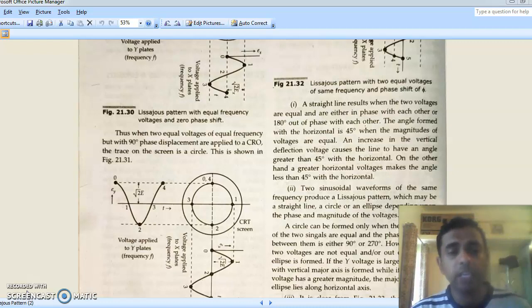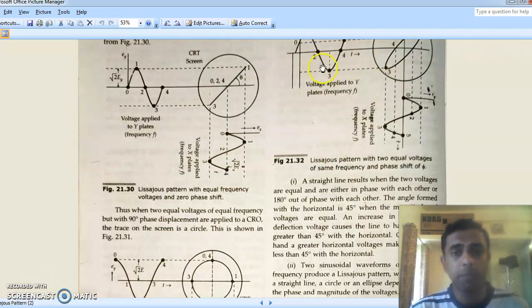If that is the case, we get same phase in the sense, first of all, if we consider zero phase shift. Okay, that is same phase. That means I'll get a straight line with a positive slope, just like this. This is a positive slope.